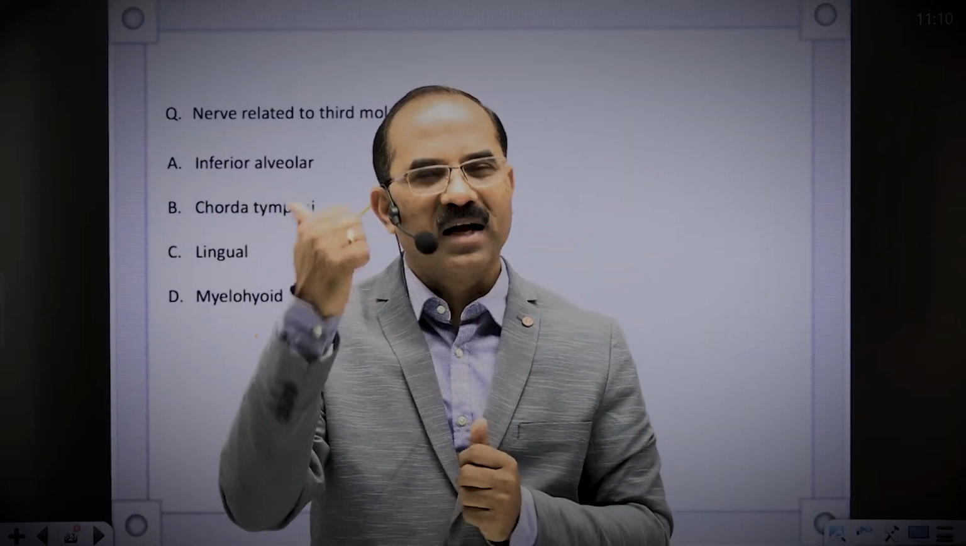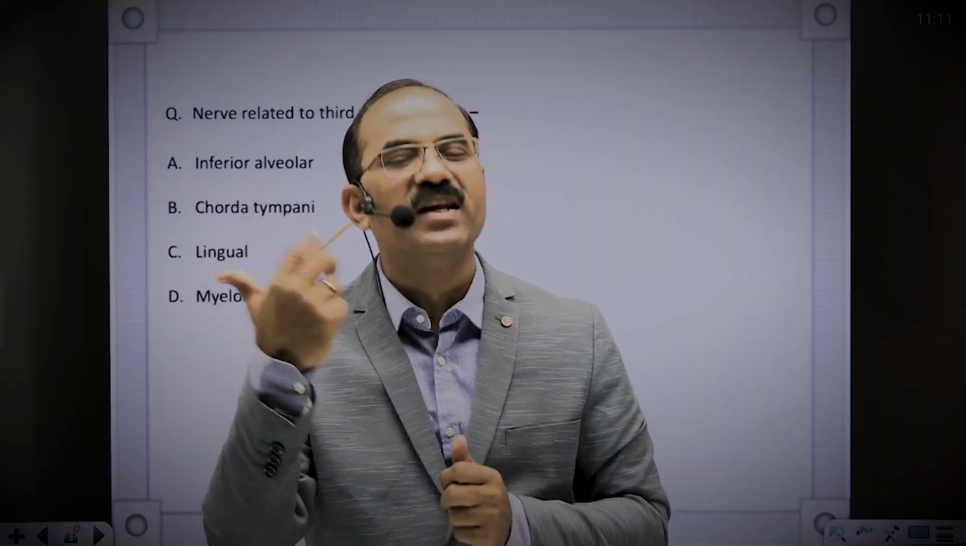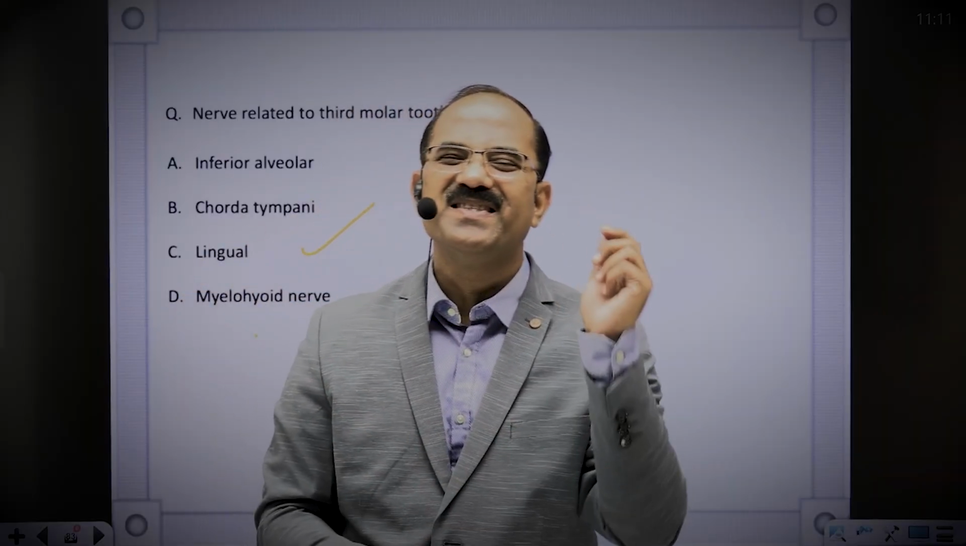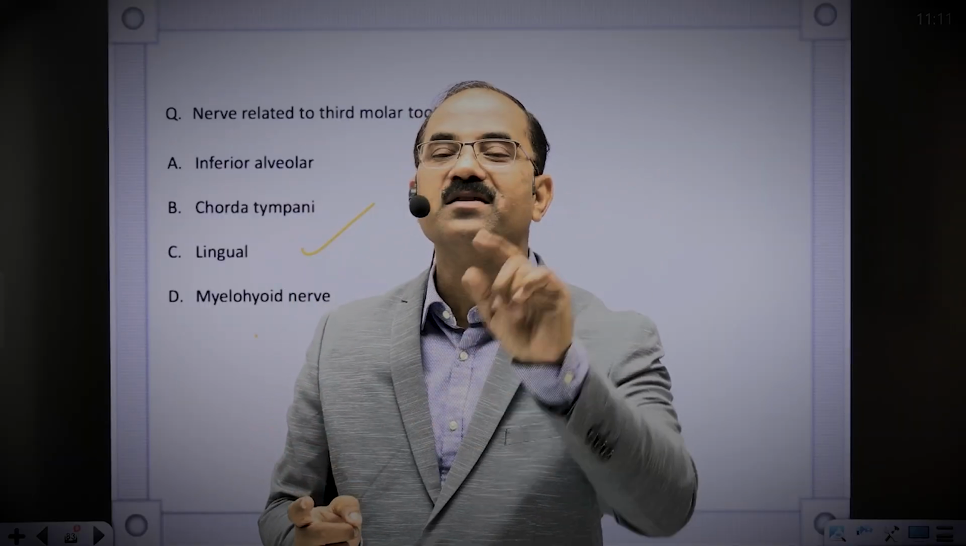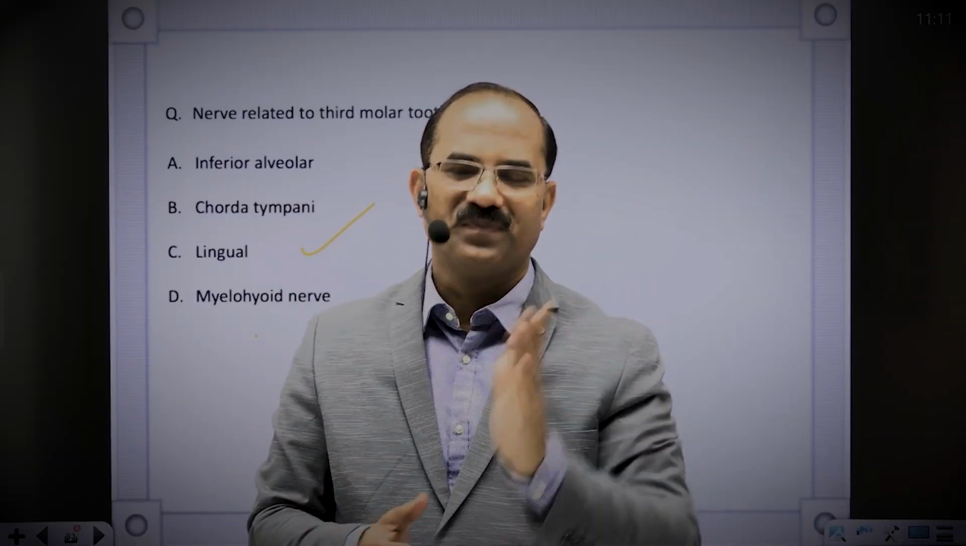Anterior division gives three muscular and one cutaneous branch. Muscular branches: masseteric nerve, deep temporal nerve, nerve to lateral pterygoid. Sensory branch is the buccal nerve. It supplies the skin over the buccinator, not the buccinator muscle. Buccinator is supplied by the buccal branch of facial nerve.